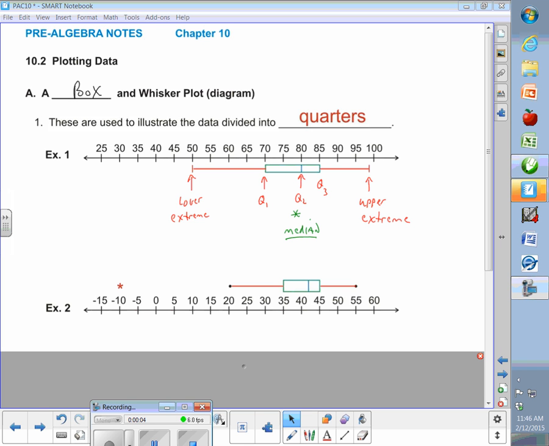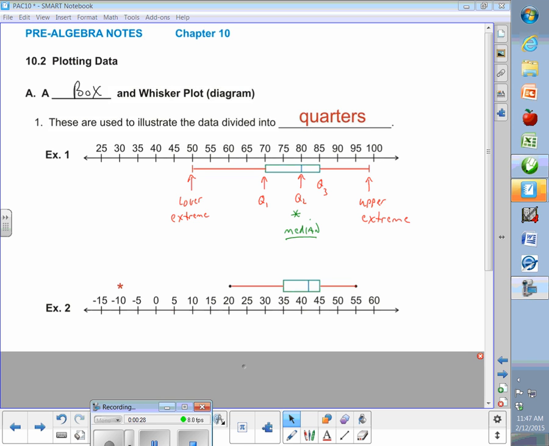Okay, so yesterday we talked about box and whisker plots. And remember, the box and whisker plot is going to divide the data into quarters.